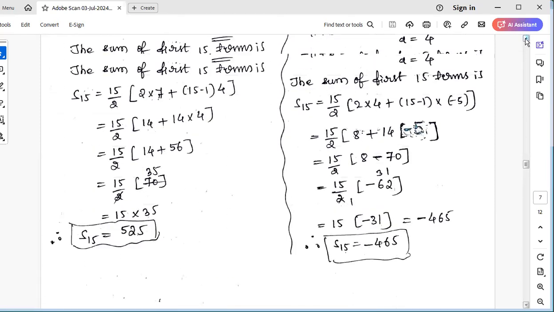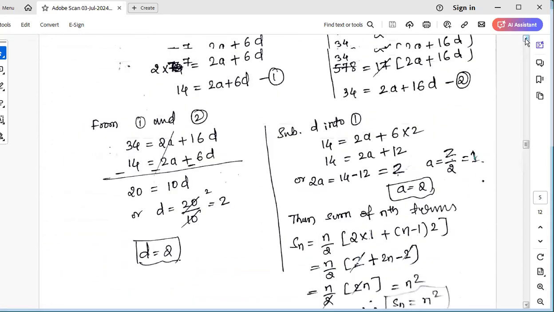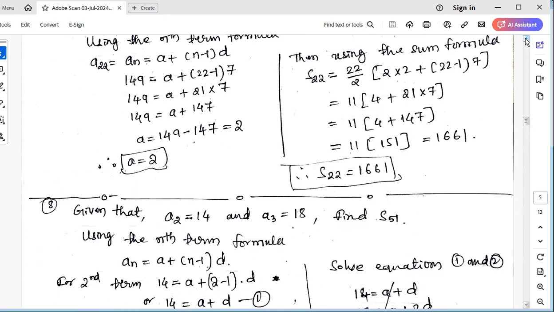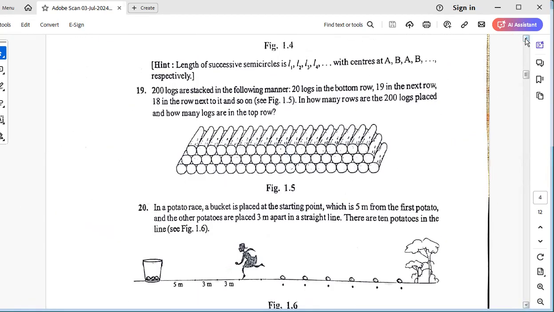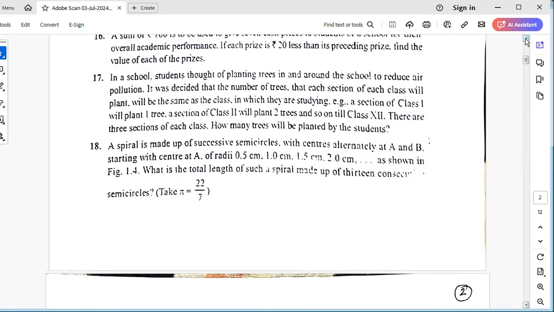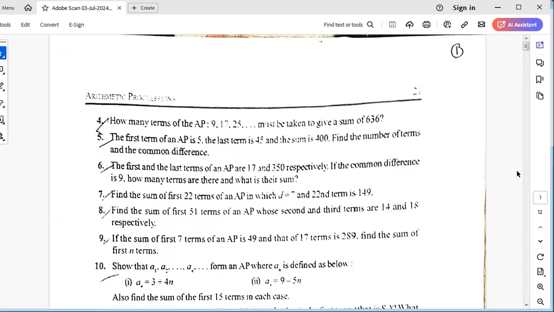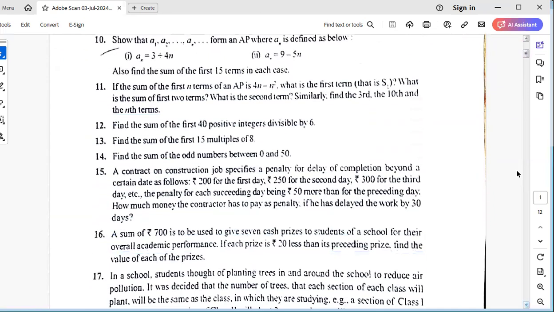And as you know, in part number 9, I have been solving exercise 1.3 of this chapter, arithmetic progression. So these are the problems present in this exercise. I have solved the problems up to 10, and now I have to solve the problems from 11 onwards.